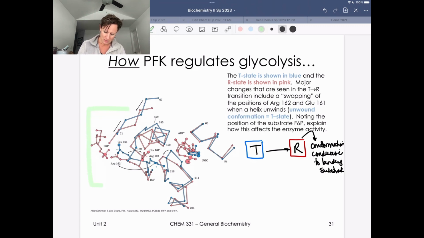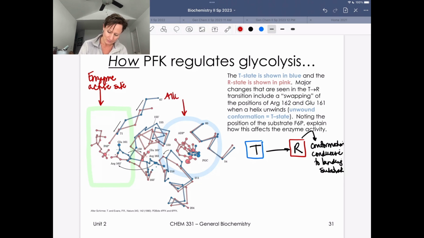Over here, what I'm highlighting in green, this is going to be the enzyme active site. So this is, again, where substrate binds and where chemistry happens. And I'm going to have another site that I'm going to circle over here. Okay, this is what we call the allosteric effector site. Okay, we're going to talk about each of these in turn.